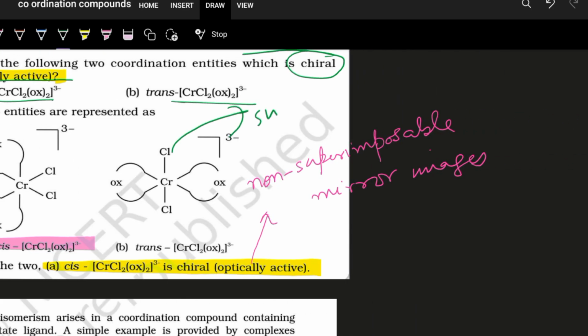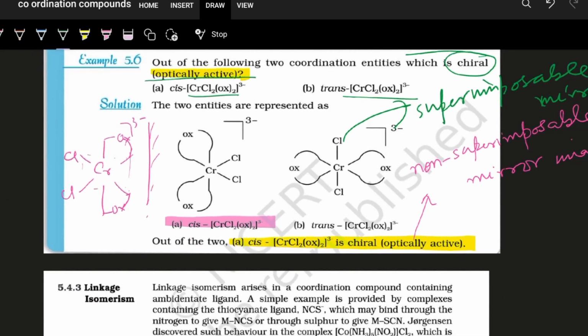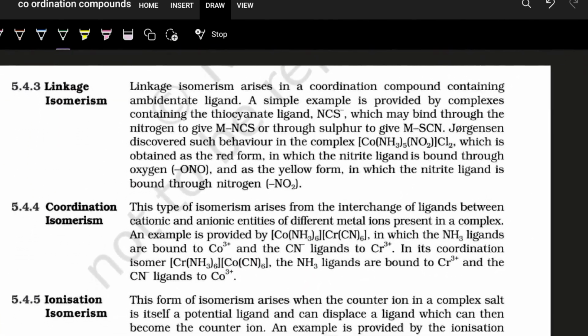This will produce a superimposable mirror image, and so it will not be able to give you the optical activity. Okay, linkage isomer.